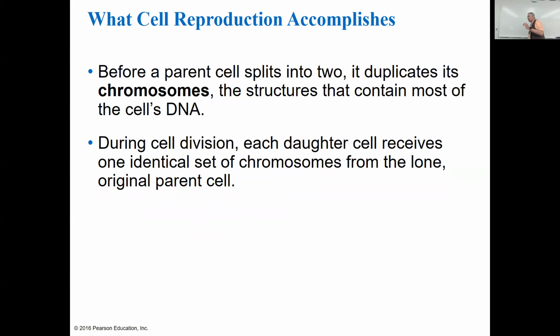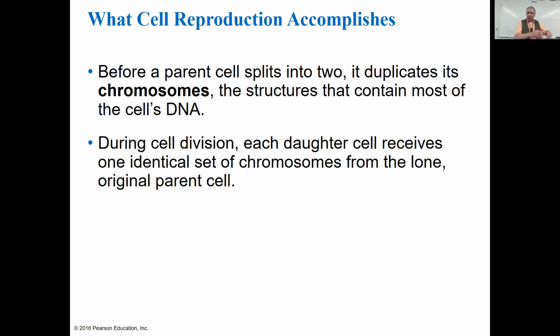Okay, before a parent cell splits in two, it duplicates its chromosomes. Let's use a human cell, for example. I'll always use a human cell. It has 46 chromosomes, right? That's the parent cell. So it divides in two. How many chromosomes do the daughter cells have? 23? Does it split in half?